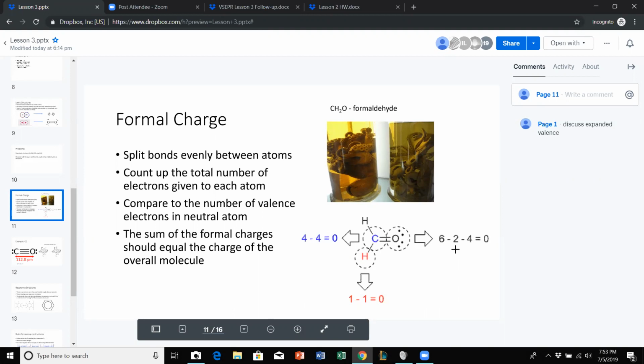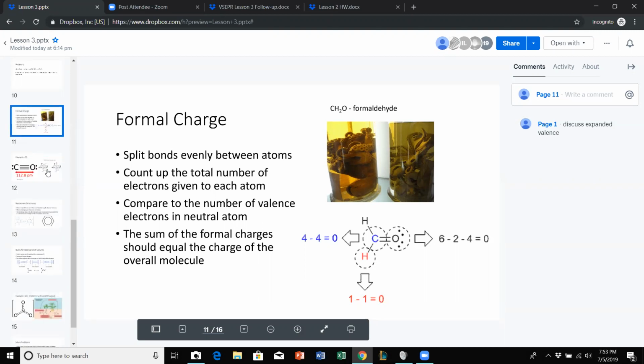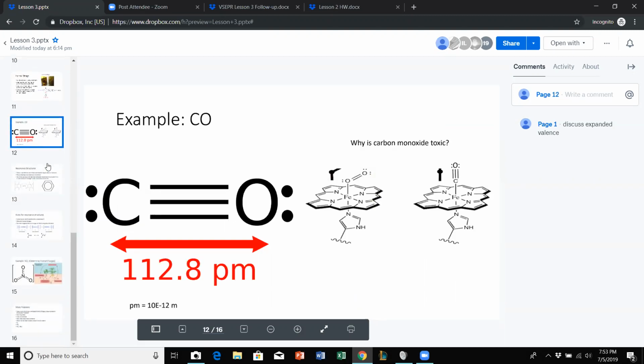Now for oxygen, we get 2 electrons from the double bond, plus 4 electrons from our lone pairs. These dots are called lone pairs. So this gives us a total of 1, 2, 3, 4, 5, 6 electrons. And the neutral oxygen atom also has 6 valence electrons. So it's another 0 formal charge. Let's do another example.